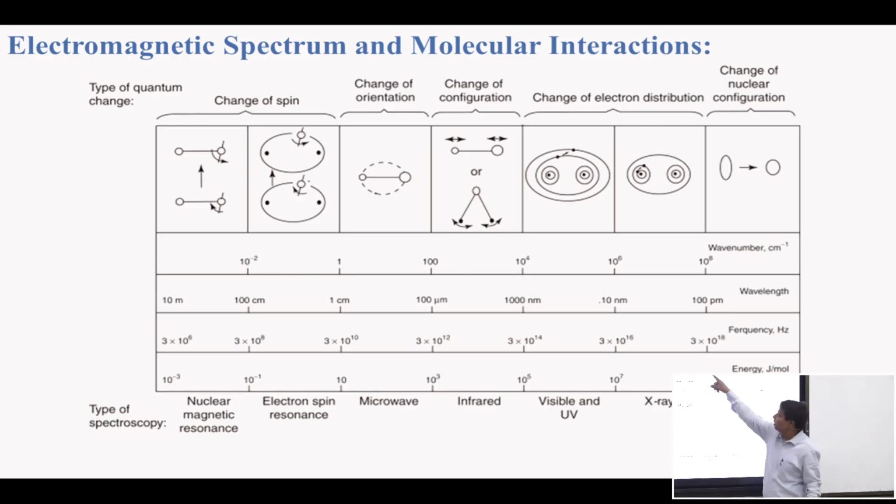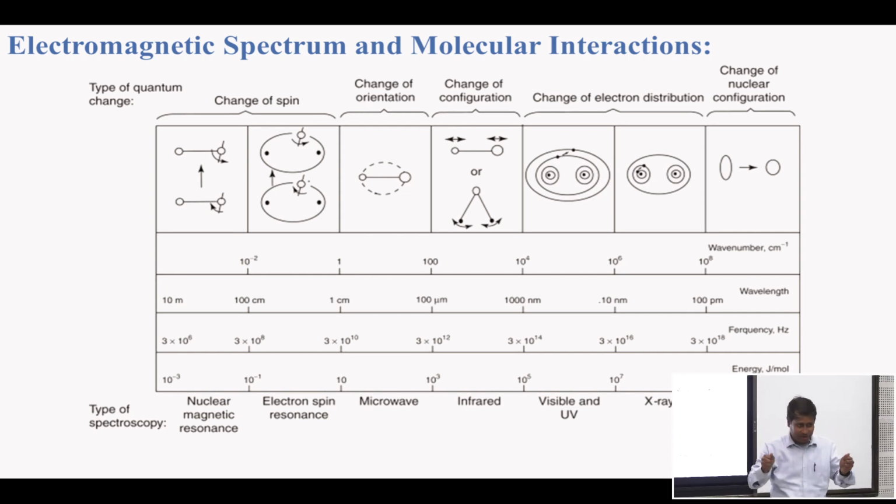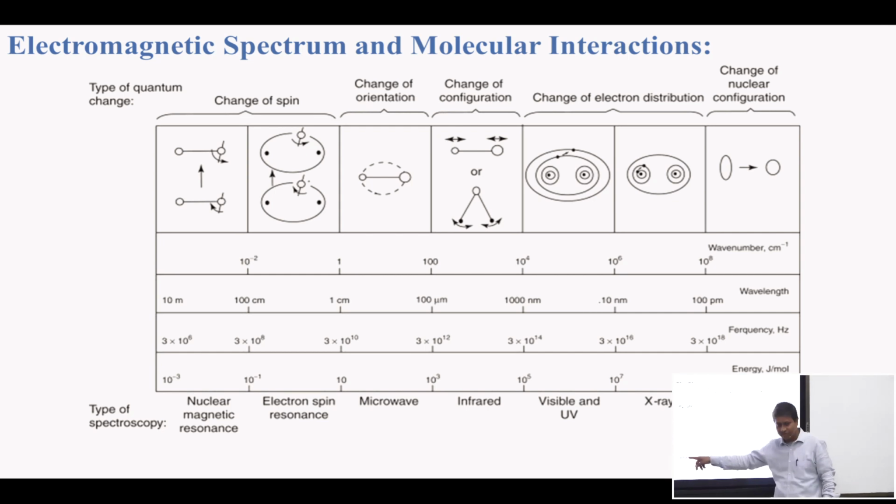So this is written: change in the electronic distribution for UV visible. X-ray is inner electron, and this is outer electron. This is a change in the nuclear position, and this is the change in the configuration. Configuration means if you have a diatomic molecule, there is a change in the configuration. This comes under infrared radiation, or vibrational spectroscopy.